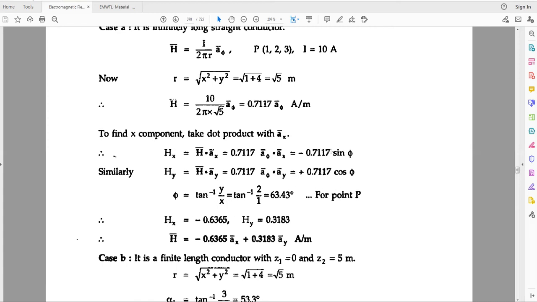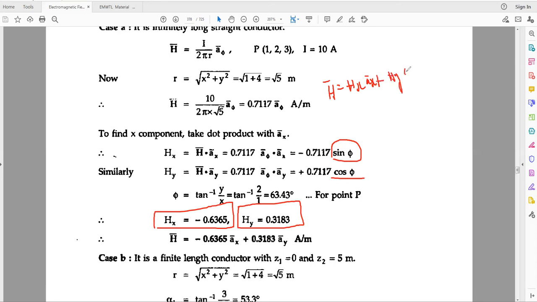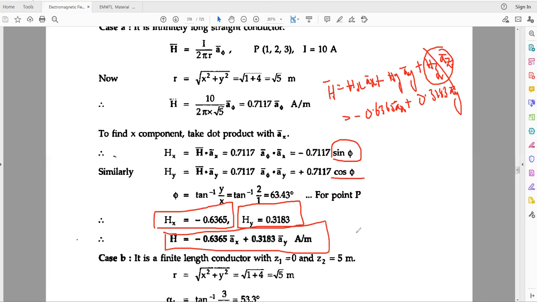So Hx is equal to, you can substitute the phi value here in sine phi. Sine phi means sine 63.43 degrees. Substitute and find the Hx value. Similarly, cos phi, cos 63.43 degrees, you'll get the Hy value. So totally H bar is equal to Hx into Ax bar plus Hy into Ay bar plus Hz into Az bar. There is no Hz coefficient; we have only the two components. One is minus 0.6365 Ax bar plus 0.3183 Ay bar. So this is H bar in amperes per meter.